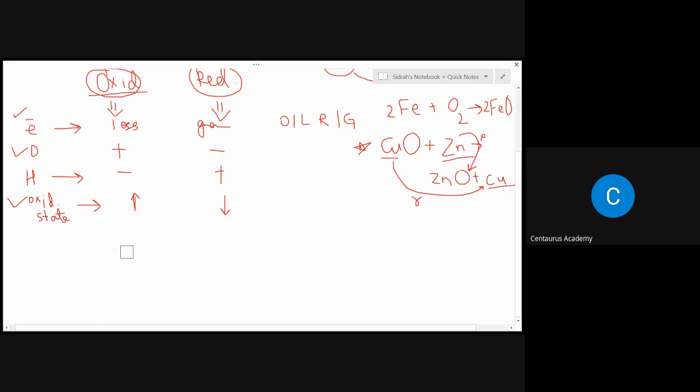Did we do the rules last time? I think we did some rules for these. Do you guys remember the rules for oxidation states? But I don't think we've done the rules. Okay, let's discuss them.